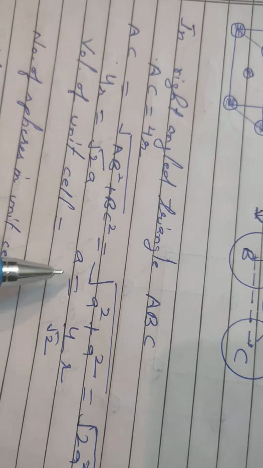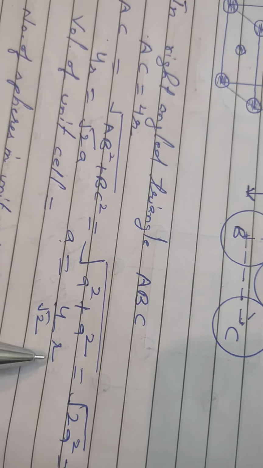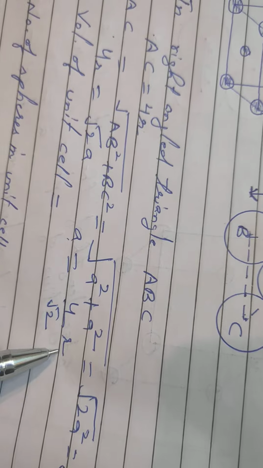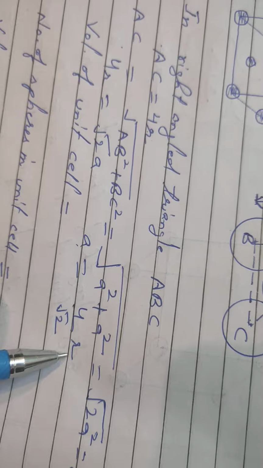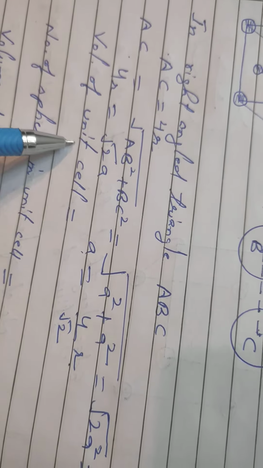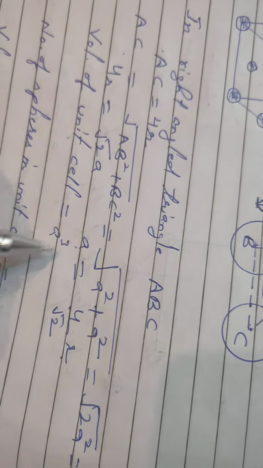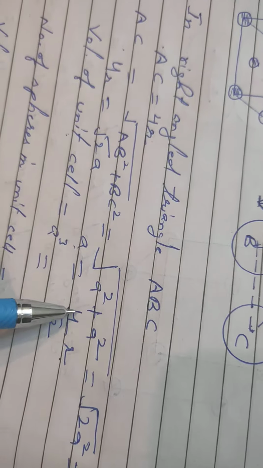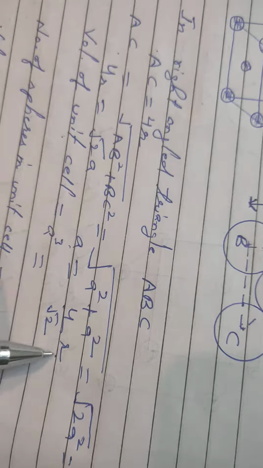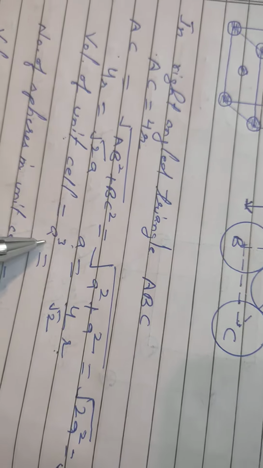Clear? This is the relationship between edge length and radius of sphere. Clear? Now volume of unit cell. Unit cell का volume क्या होगा? A cube. A is 4 by under root 2R. Put the value of A here.